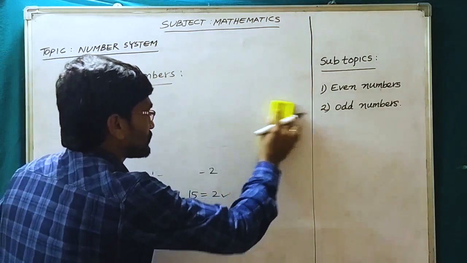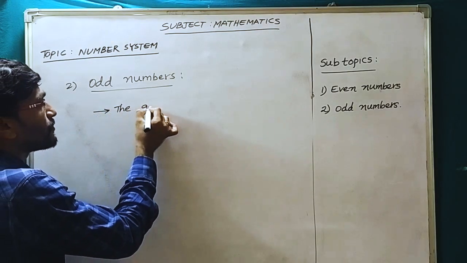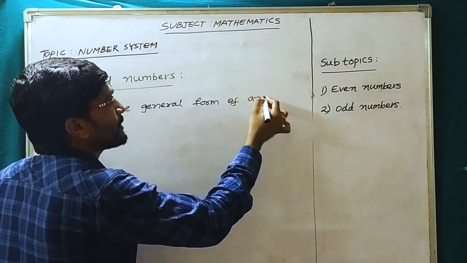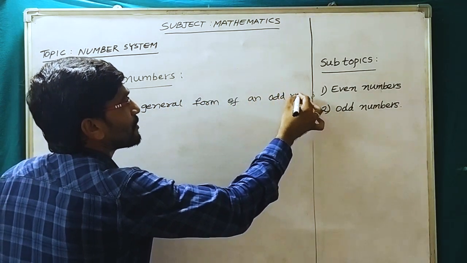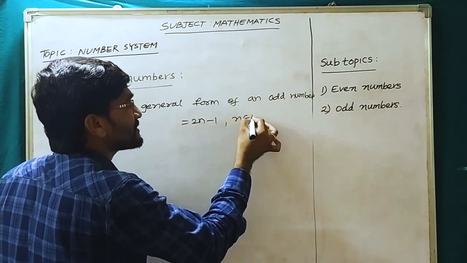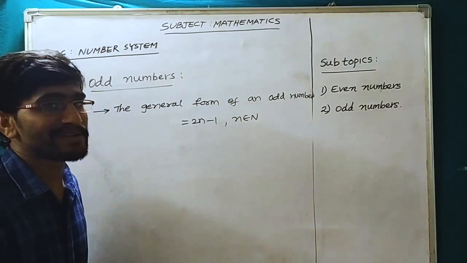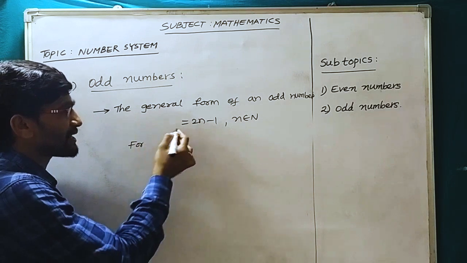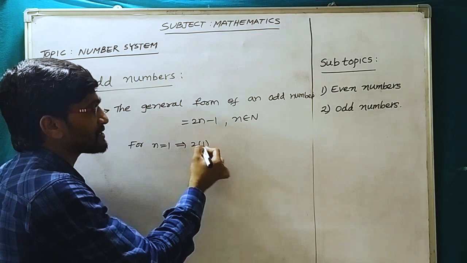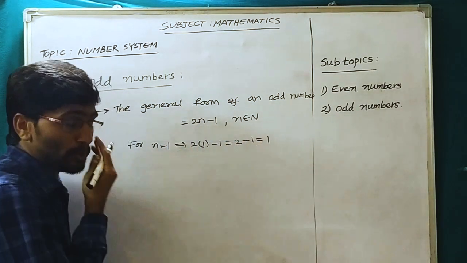And the next point is the general form of an odd number. The general form of an odd number is equal to 2n minus 1, where n is a natural number. Whether it is correct or not, we have to check. For n is equal to 1, that means in place of n, keep 1. 2 into 1 minus 1 equal to 2 minus 1, that is equal to 1.